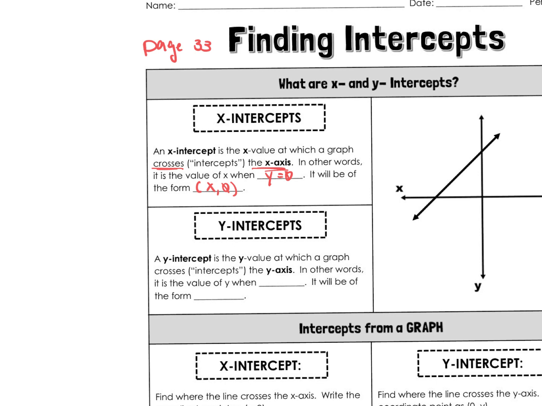The y-intercept is the y value at which a graph crosses the y-axis. In other words, it is the value of y when x is equal to 0, and it will be in the form of (0, y).